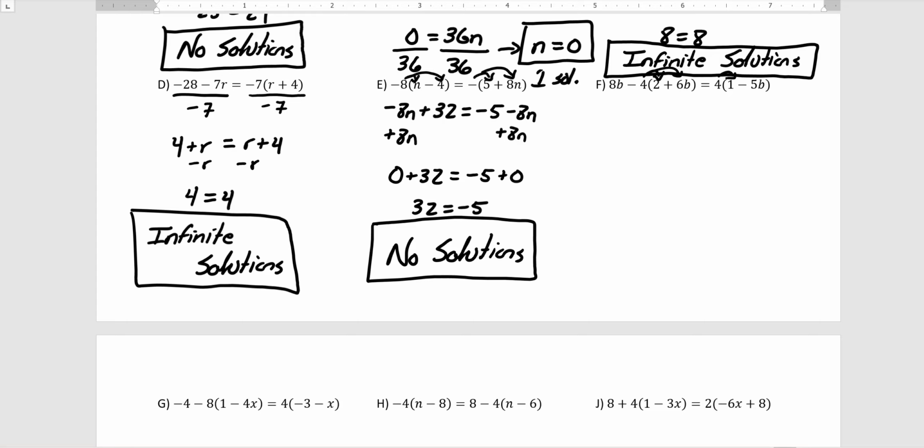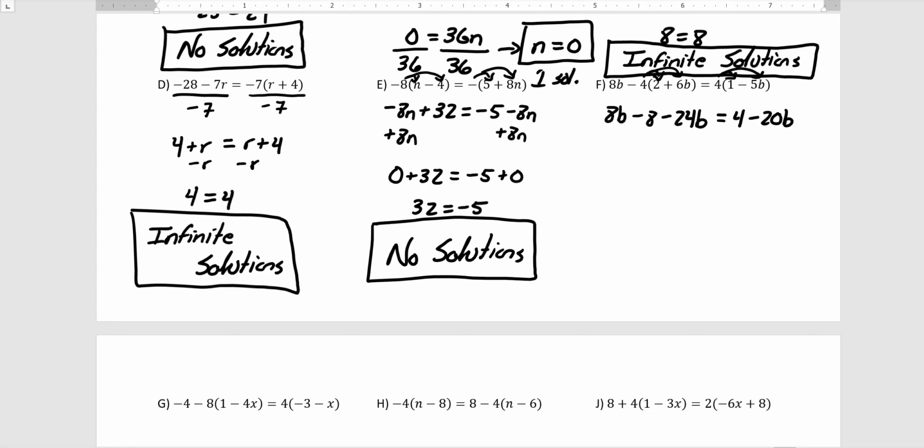I think that'll be a little bit easier. All right, so we have 8b. Negative 4 times 2 is negative 8. Negative 4 times 6b would be negative 24b. And that's going to equal 4 times 1 is 4, and 4 times negative 5b is negative 20b.